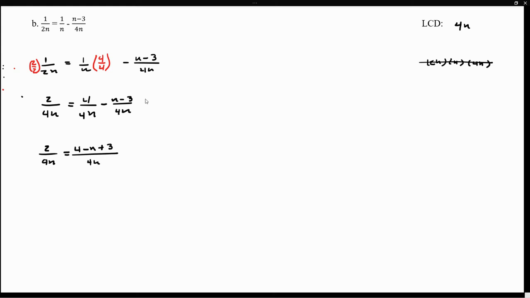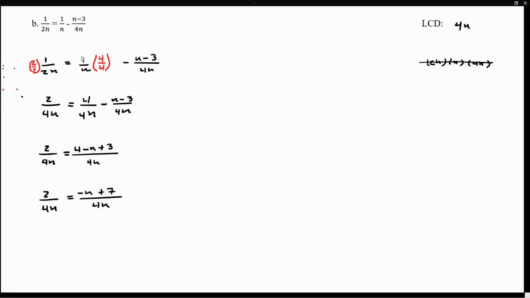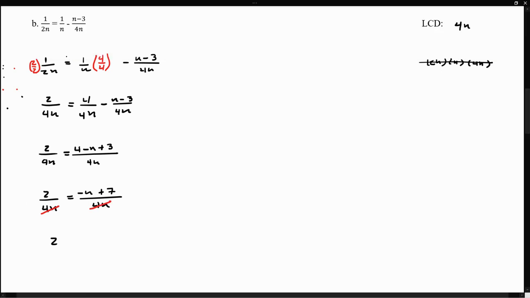Now that they have the same denominator, I can just write them all under one denominator. Let me simplify this a little bit further. 4n, simplify this, I get minus n plus 7 divided by 4n. And this is what we wanted. I wanted the denominator of the right-hand side to be equivalent to the denominator of the left-hand side. Now that they have the same expressions, they're going to cancel out.